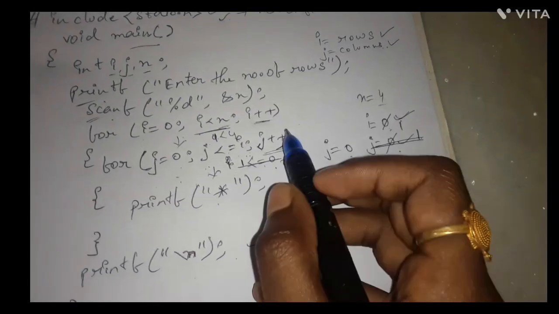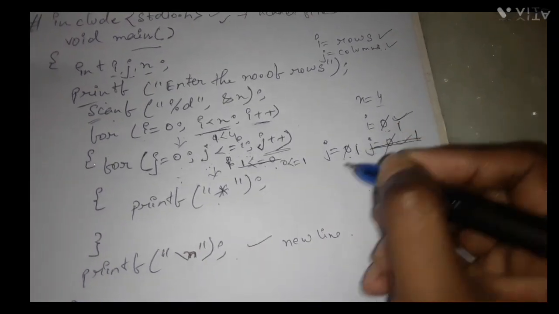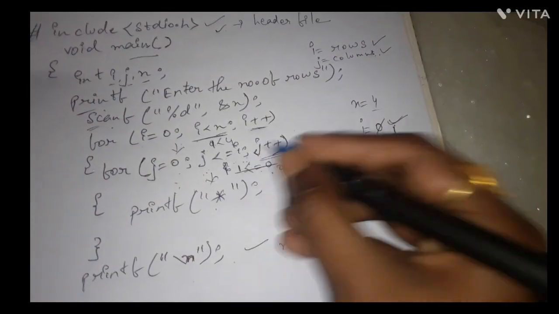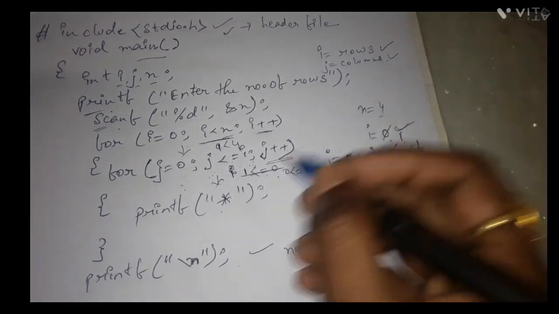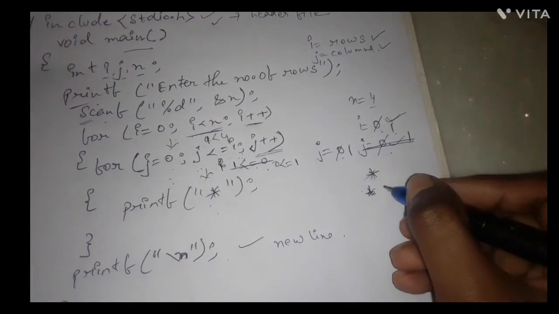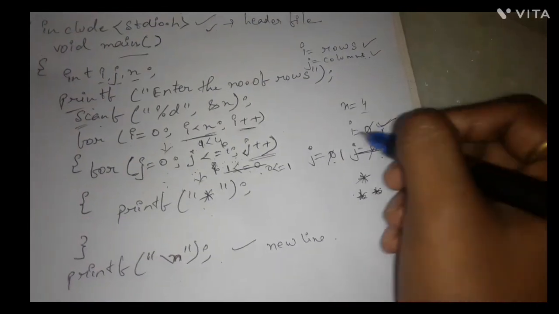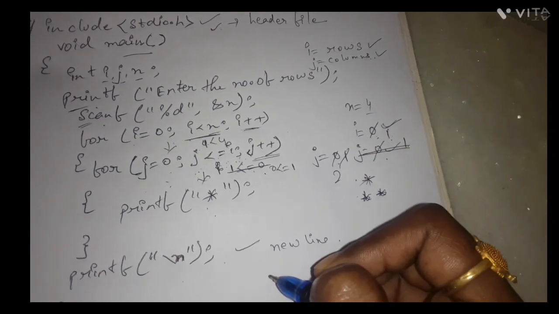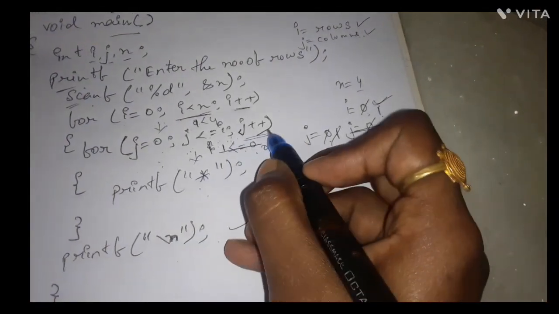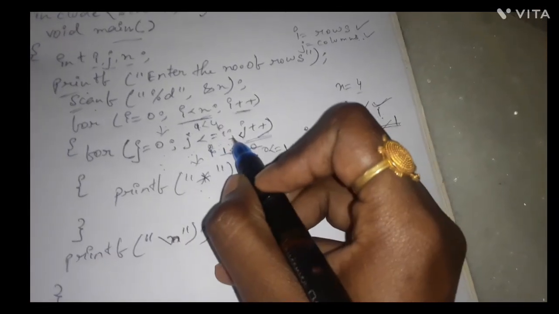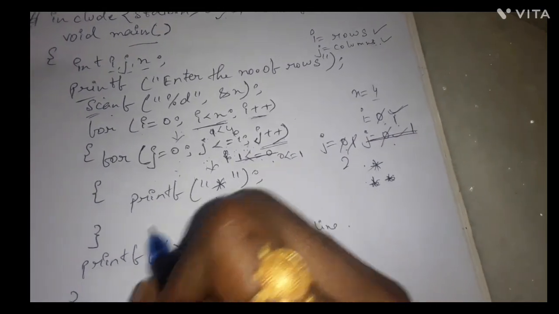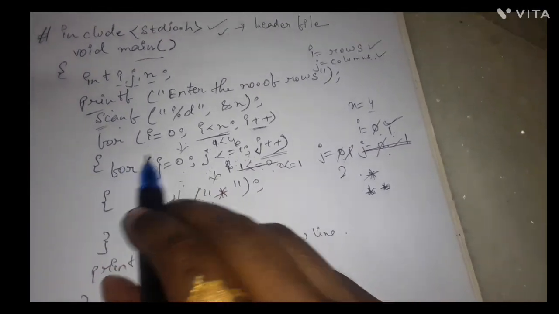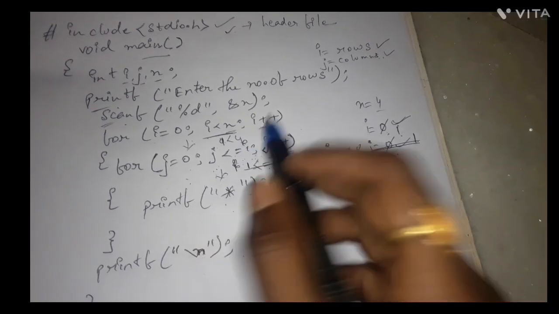Again J plus plus, J becomes 1. 1 less than or equal to 1. I value is what? 1. So 1 less than or equal to 1, condition true. So we'll enter into this and print another star. Now J plus plus, J becomes 2. 2 less than or equal to 1? No, the condition is false. We'll exit from this inner loop and get into the outer loop. I plus plus, now I becomes 2.